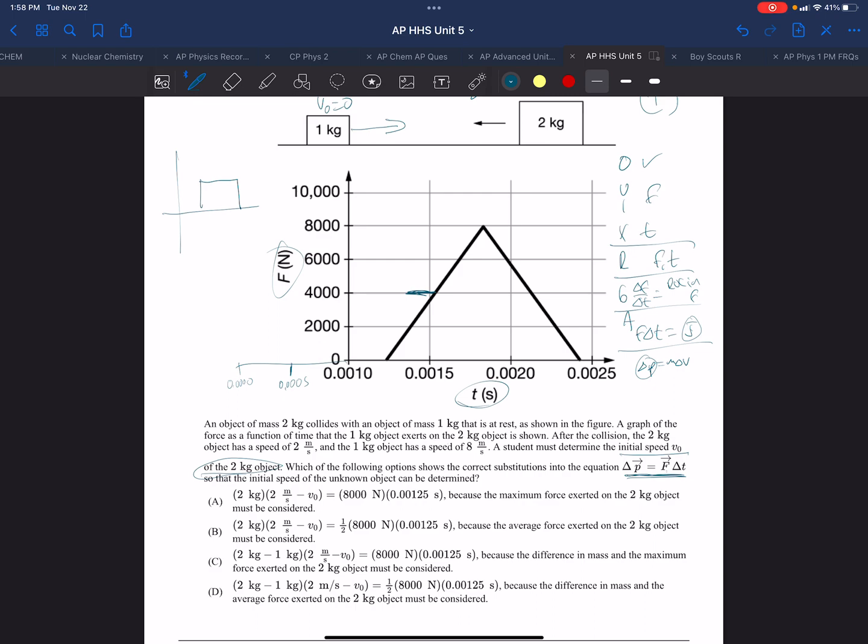Looking at the first one, we see this multiplied by the time. So that's F delta T, but this is the F max. It's not the average force. So this one is out. And then if you look, we have 1/2 of 8,000 times the time interval, and that looks correct. Again, we have the full force, the F max, so that one's out. And in this one, we have 1/2 the maximum force.